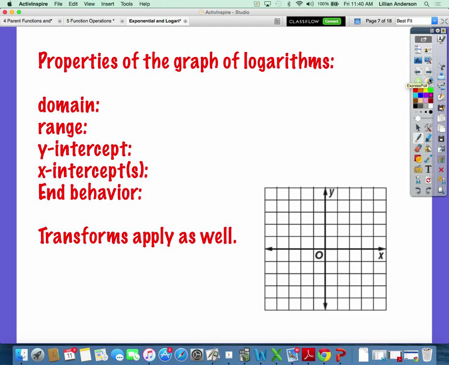Properties of the graphs of logarithms, okay? We're looking at the graph now. We talked a little bit about it already, I think. Just a little bit. What's the domain of a logarithm? It is 0 to infinity. Is 0 included? No, it's not. What's the range? Negative infinity to infinity. What about my y-intercept? How do you know it's numbered?